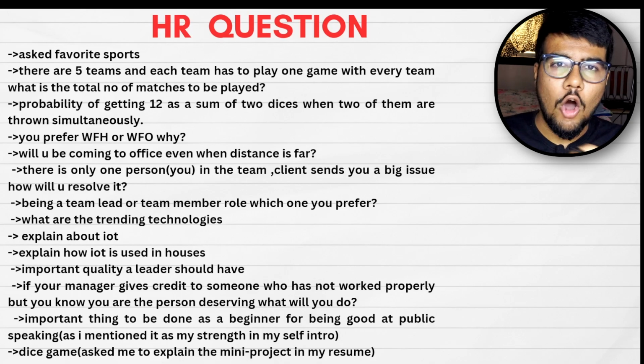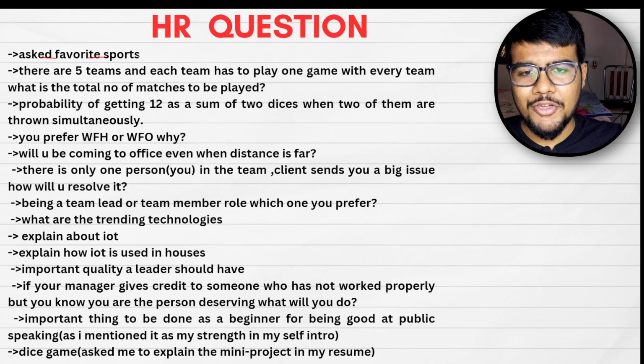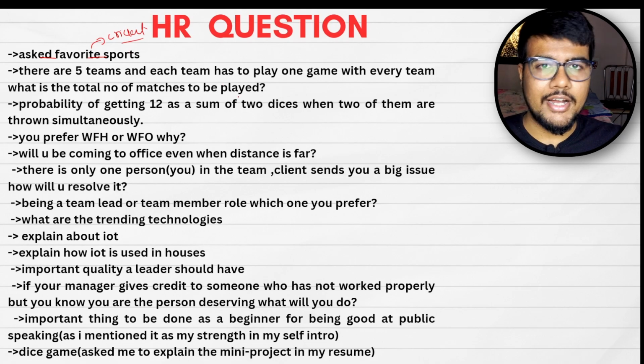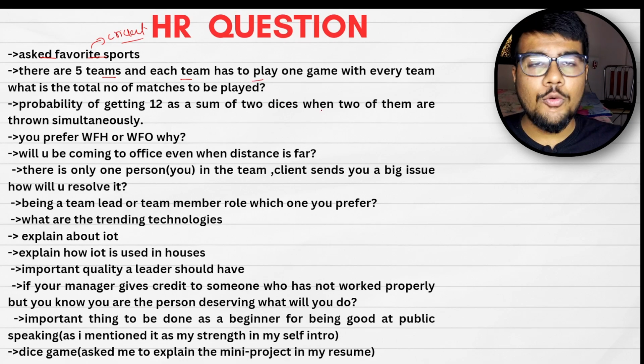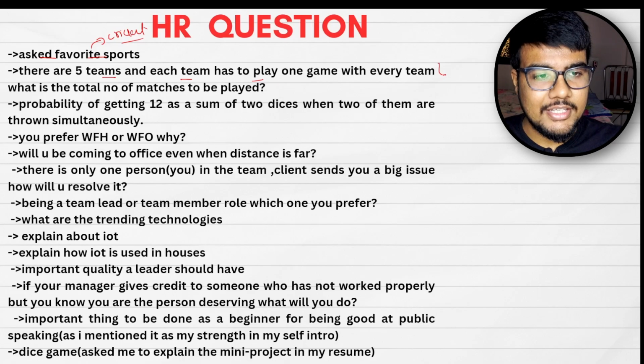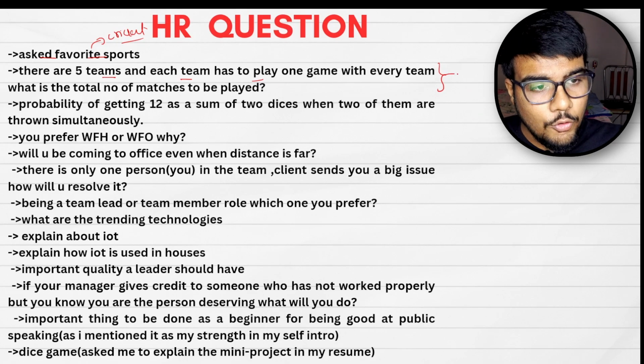Great. Now we'll hop over to the HR questions. HR questions are very favorable. They asked about favorite sports; as far as I know, his favorite sport is cricket. We talked about it in the mock sessions: there are 5 teams, and each team has to play one game with each team. So how can you do that question? See, a probability question has been asked to this guy. Then how can you solve it?